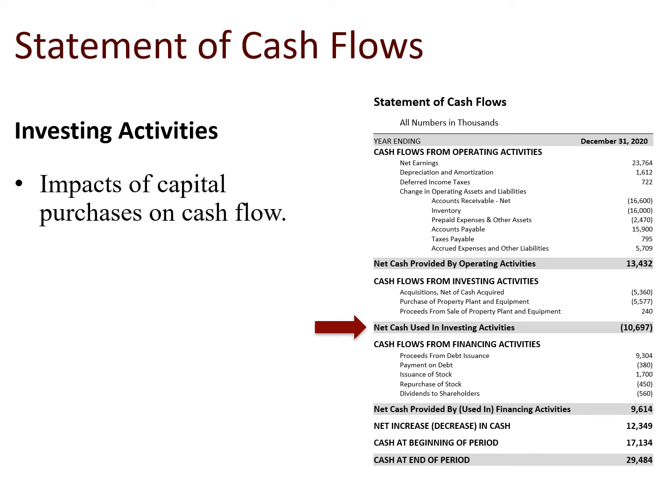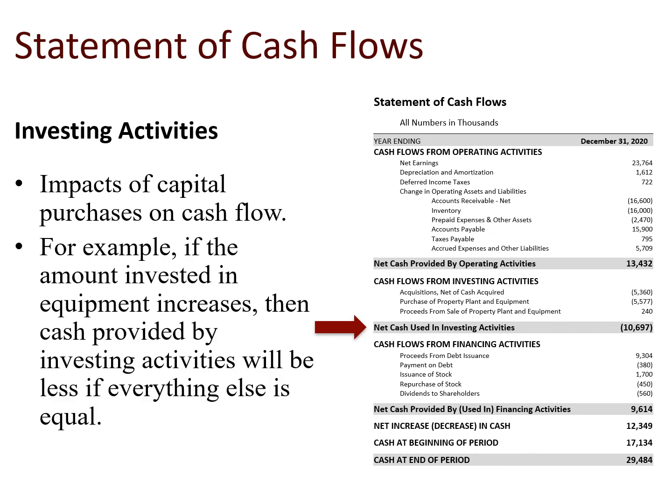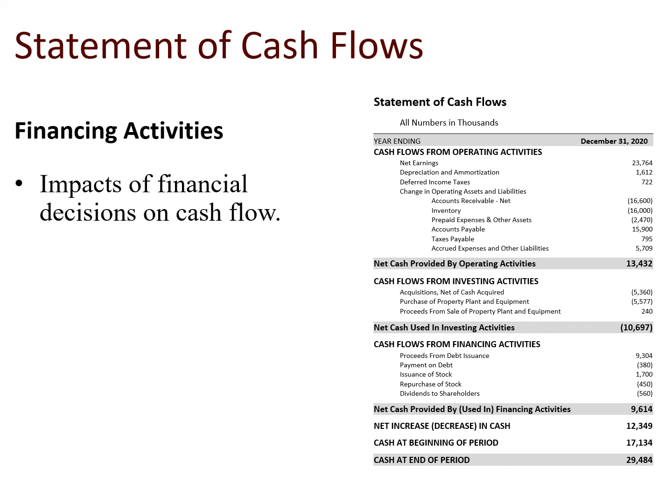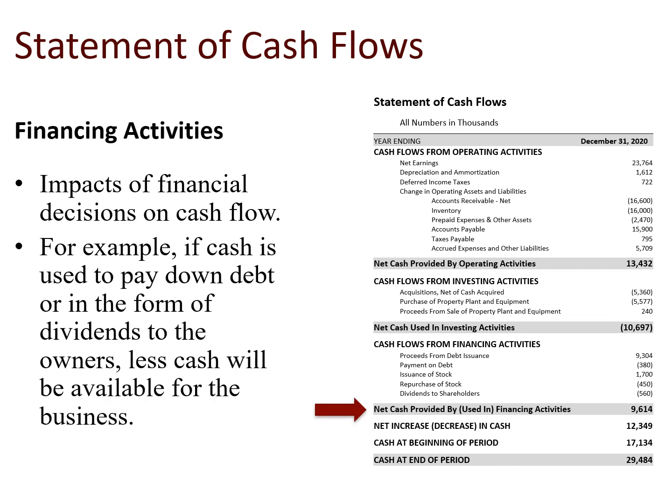Investing activities are the impacts of capital purchases on cash flows. For example, if the amount invested in equipment increases, then cash provided by investing activities will be less, if everything else is equal. Financing activities are the results of the impacts of financial decisions on cash flow. For example, if cash is used to pay down debt or paid in the form of dividends to the owners, there will be less cash available for the business.